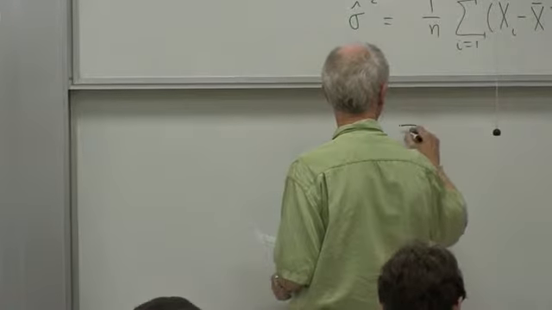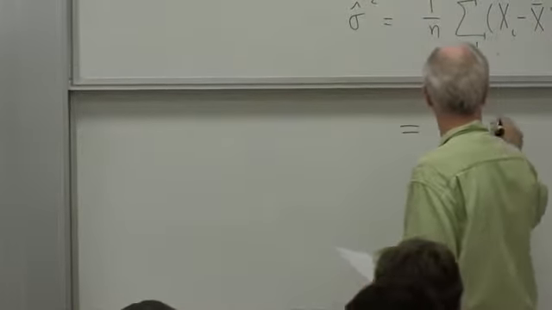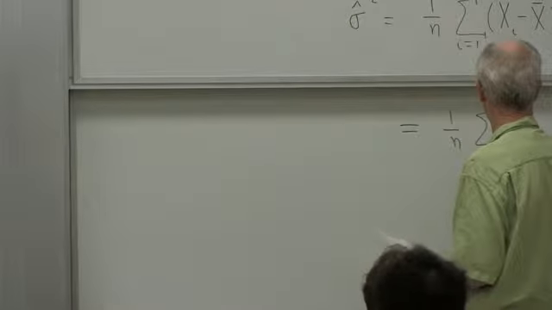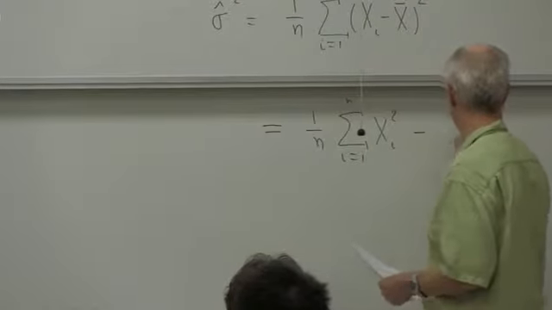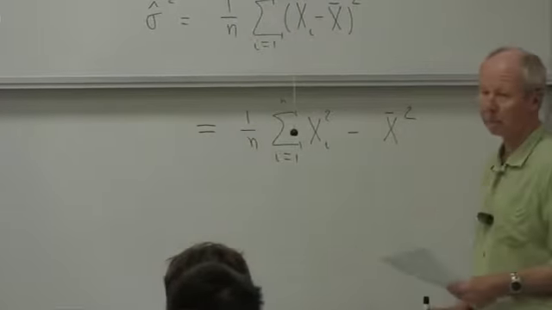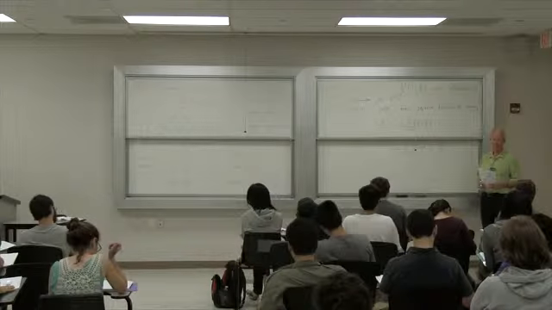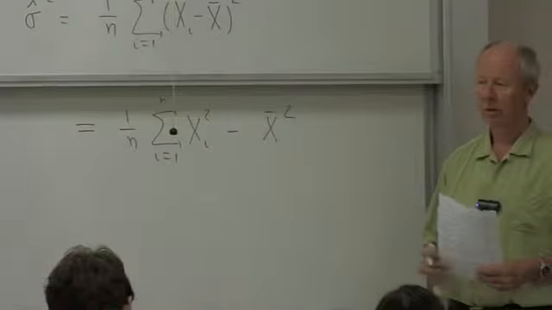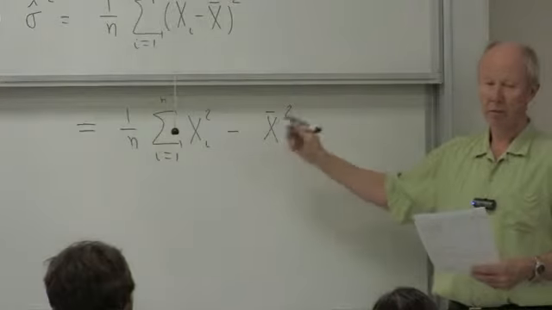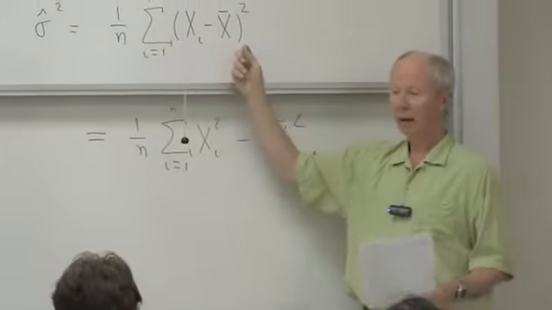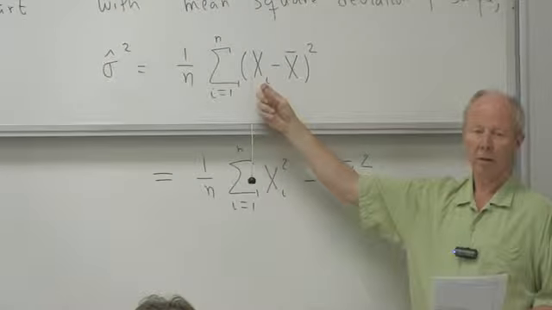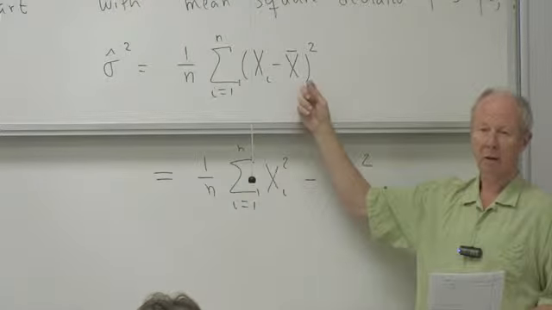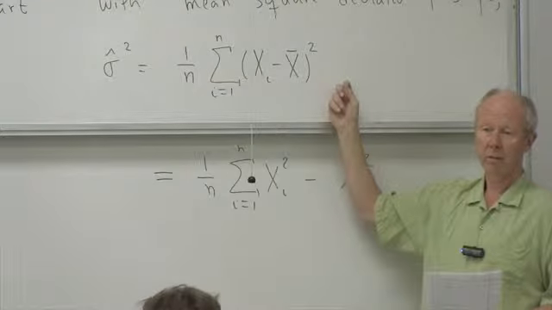Okay. Now, a simple two-step manipulation brings you to this. It's 2 steps to get from here to here. First step, expand the square. That is, you write xi squared minus 2xi x bar plus x bar squared.